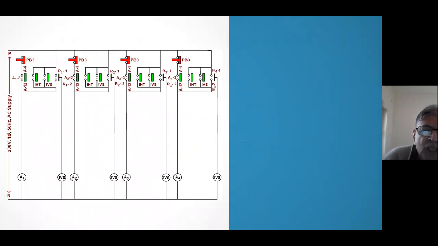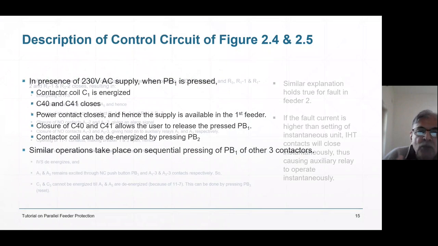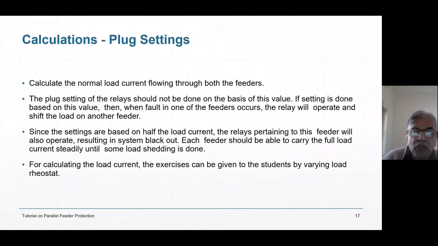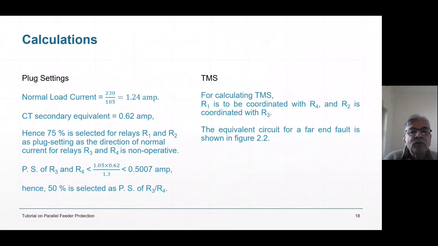So the plug setting of R1 and R2 that I have found out is 0.62, and the next available is 75%. For R3 and R4, it is reverse, less than 1.05 by 1.3 of 0.62. So it is 0.5007. Less than 0.5007 is 0.5, that is 50%. So 50% and 75% are my answers.